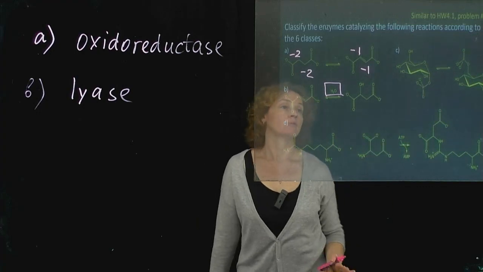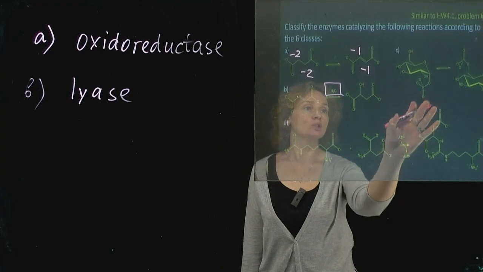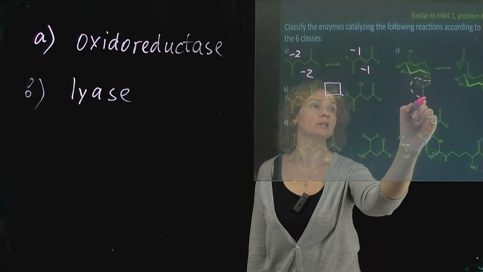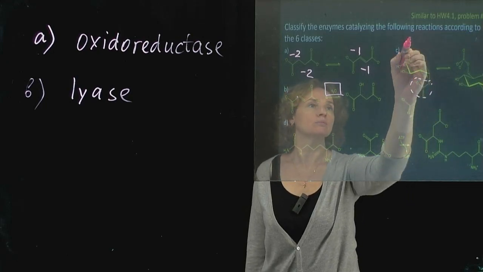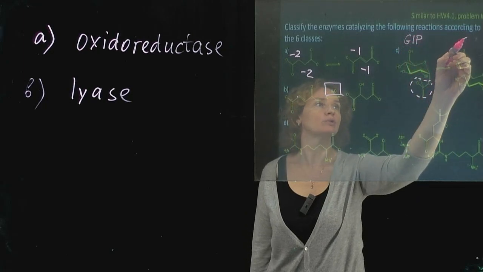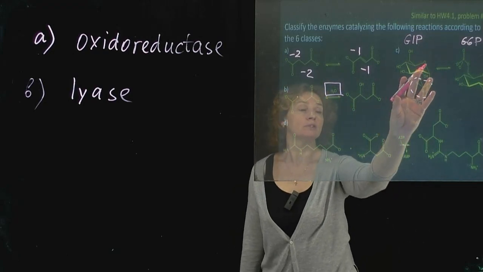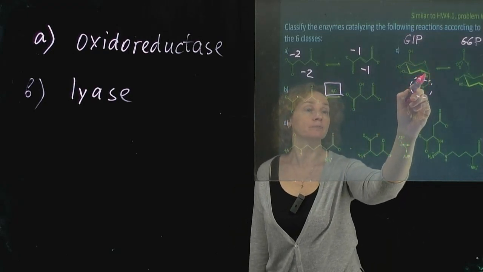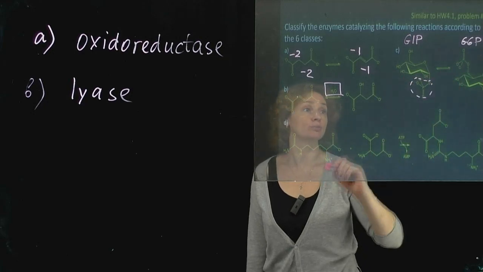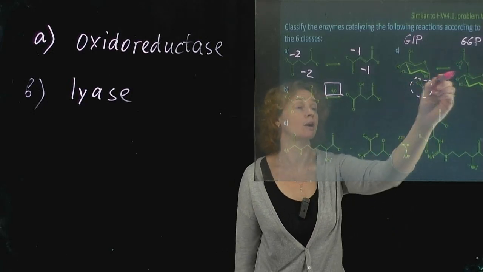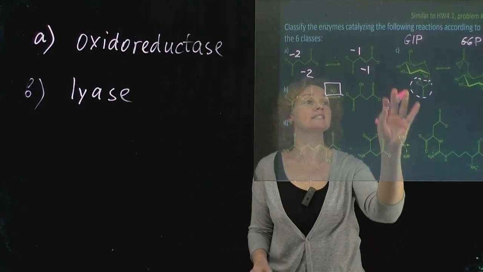Then C. Again, let's analyze what is happening in the course of this reaction. We have this phosphate group attached to the first carbon atom of glucose. So it's glucose 1-phosphate converted to glucose 6-phosphate. This phosphate group is transferred from the first carbon to the hydroxyl group attached to carbon number 6. So we have a transfer of a functional group, but within one and the same molecule.